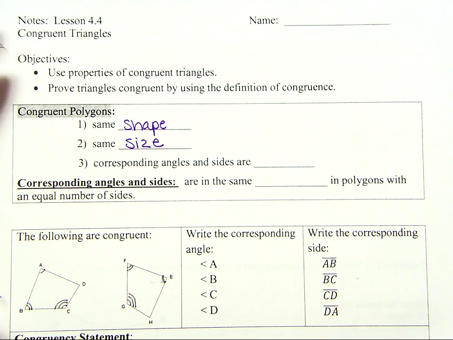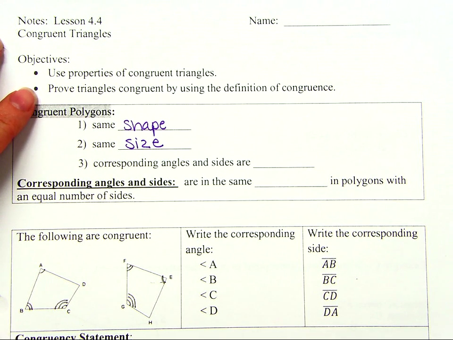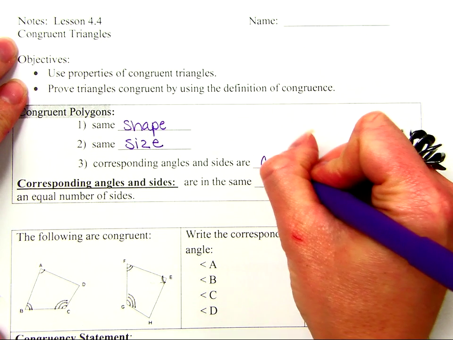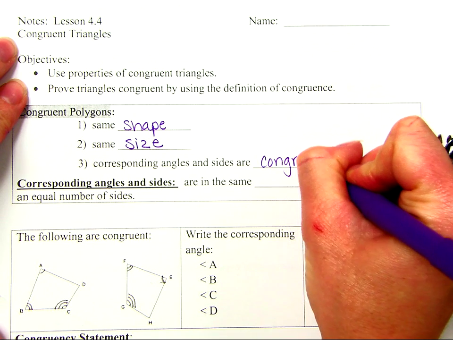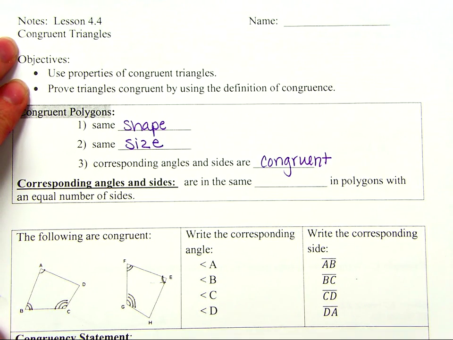In lesson 4, we're going to be talking about congruent figures and also congruent triangles. When you talked earlier about congruent figures, basically you referred to them as being the same, meaning the same shape and the same size. Specifically, when you talk about congruent figures, the corresponding angles and the corresponding sides are going to be congruent, meaning they're going to have the same measure.